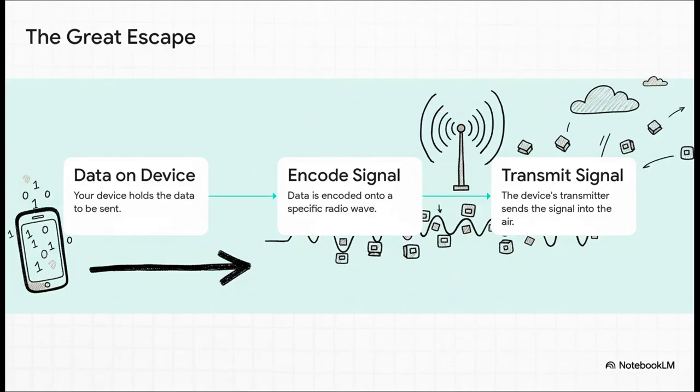And here's how that great escape actually happens. Your phone takes your data, all those ones and zeros, and it basically piggybacks it onto a specific radio wave. Then the antenna in your device acts like a little transmitter and just broadcasts that signal out into the air. And just like that, our data packet is officially airborne.